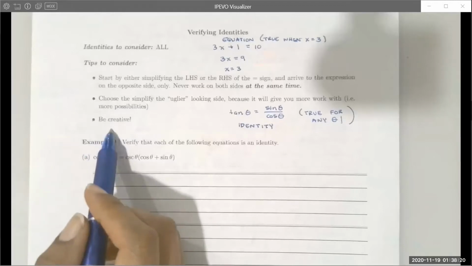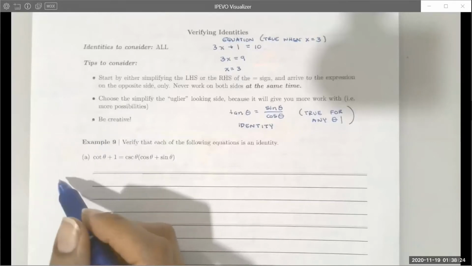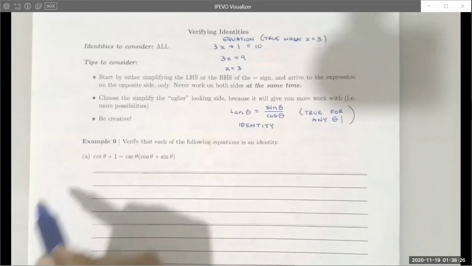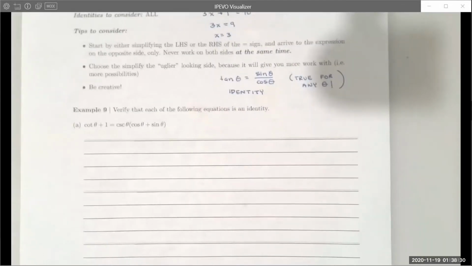And the last one, just be creative. These problems tend to be the more difficult type of problems that students often express struggling with. So in the beginning, it's going to be a lot of trial and error. Don't feel discouraged if you're not getting it, just keep trying new things, and eventually you'll get an intuition for what works and what doesn't.